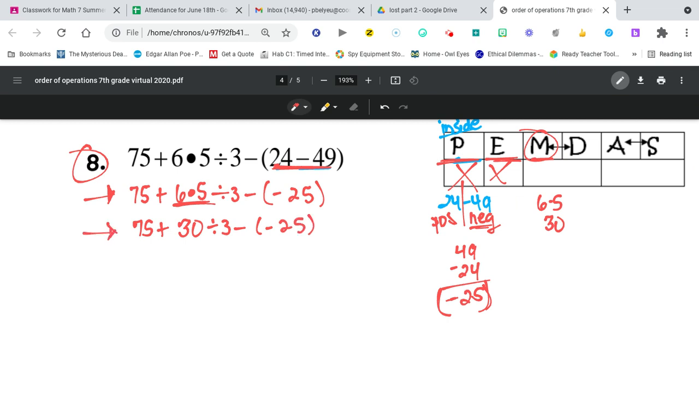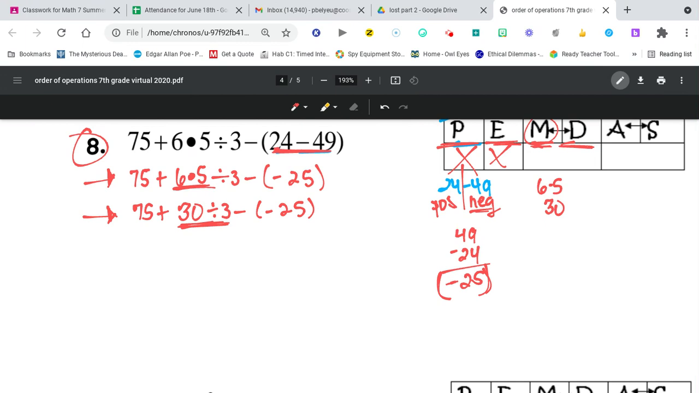Now look at this line of math. Are you finished with multiplication or division? That would be a no, because right here you have division. So let's do that part next. Let's bring the rest of this down. 30 divided by 3. 30, that was the times sign. 30 divided by 3 is 10. So these two numbers get replaced with 10 because that's what you get when you divide those two numbers.